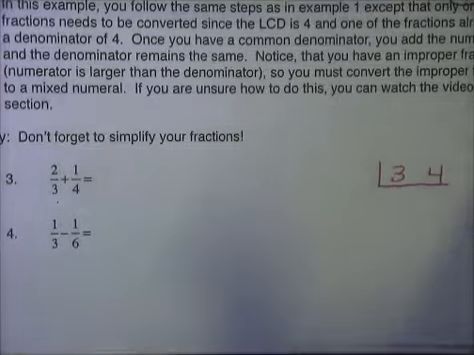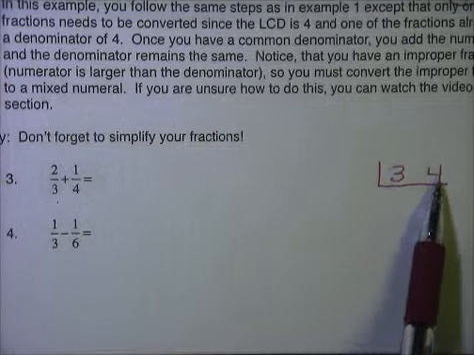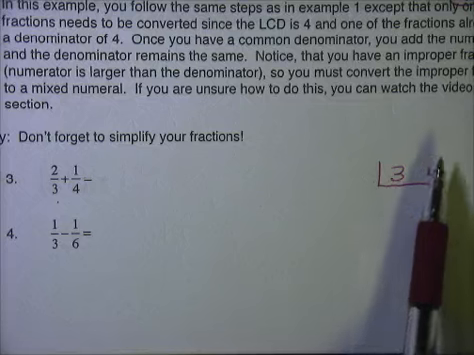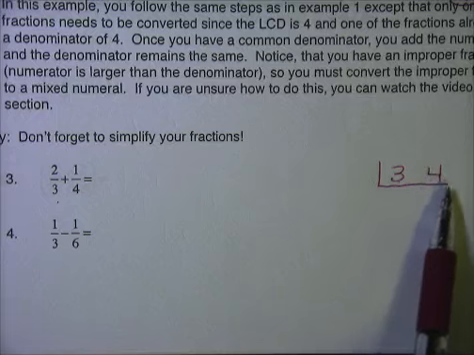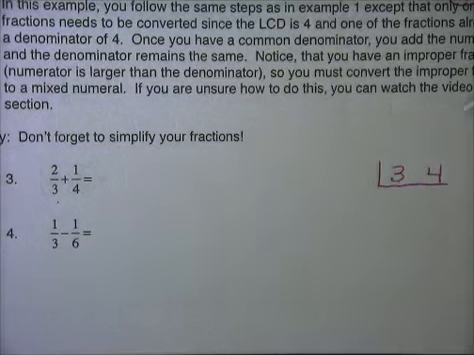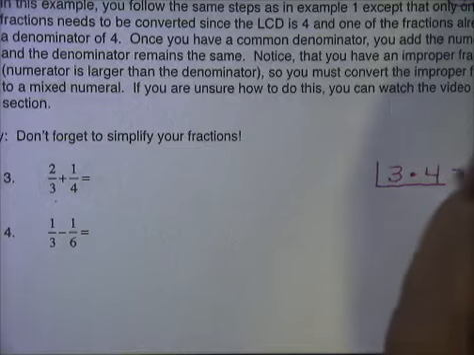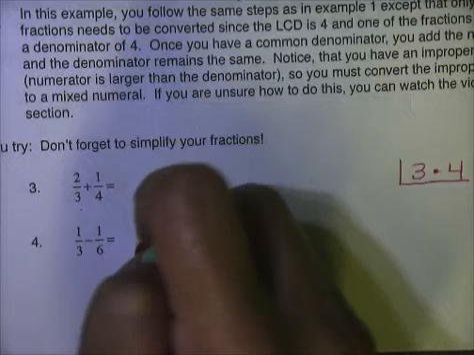Now, 3 is a prime number, 4 is a composite number. We know that composite means you can multiply more than 2 factors to get 4. So 1 times 4 is 4, 2 times 2 is 4. So if they're not both divisible by 3, then there's not anything else we can do, and they're not. So we're just going to take 3 times 4 and get 12. So 12 is our LCD.